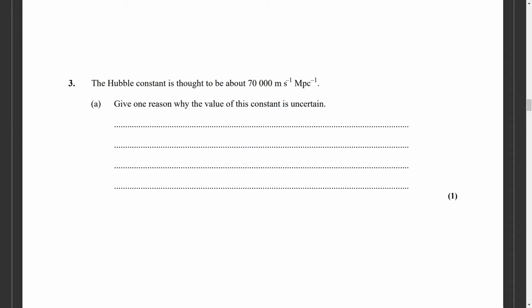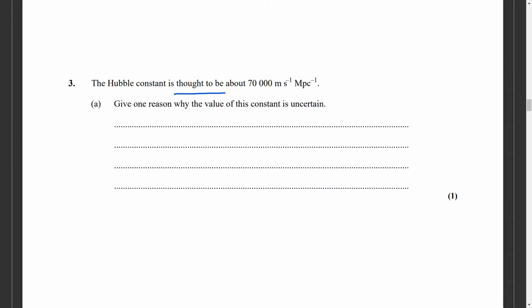We've been given the value of the Hubble constant. Now remember, they say it is thought to be. All right, so the Hubble constant does not have a constant value, although it's called a Hubble constant. It is a conundrum right there, because the Hubble constant is an estimated constant.